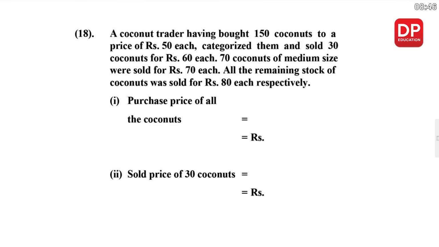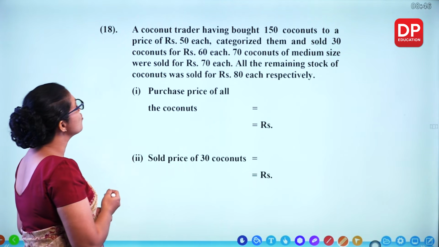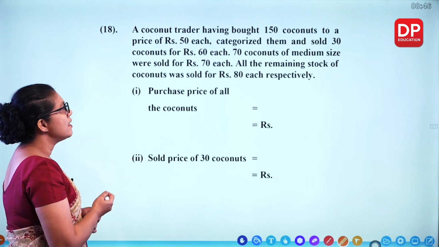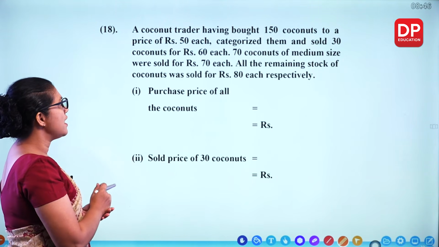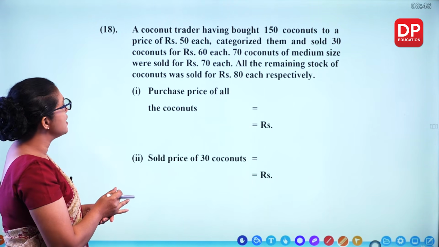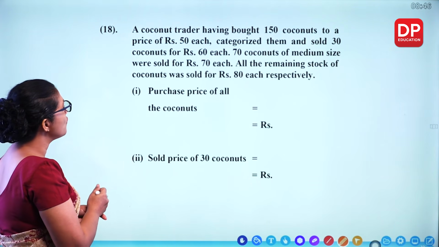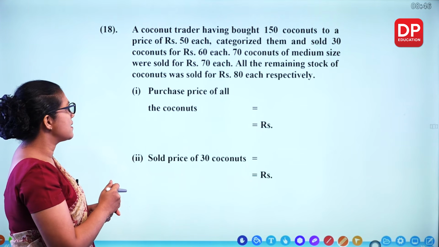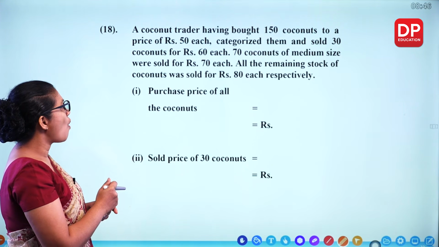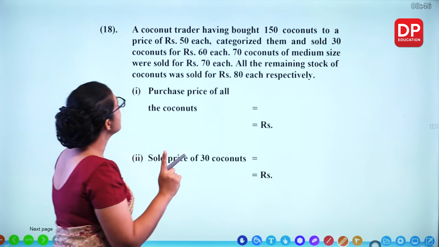Look at this question. A coconut trader having bought 150 coconuts at a price of 50 each, categorized them and sold 30 coconuts for 60 each. 70 coconuts of medium size were sold for 70 each. All the remaining stock of the coconuts was sold for 80 rupees each respectively. Purchase price of all the coconuts. So different prices are there.